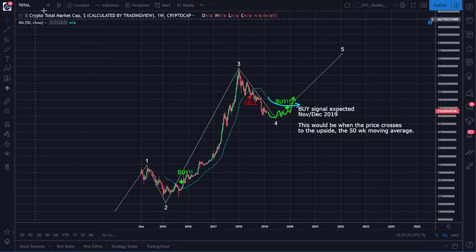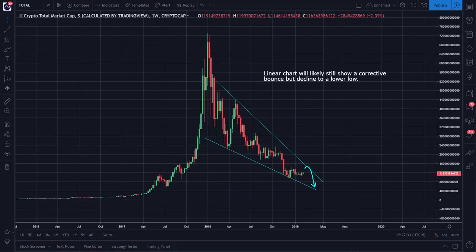Okay, so this is for the total market cap. Now, let's still stay with the total, but go to the linear chart. I think that price is still moving within a downward wedge pattern. And whatever bounce we're going to get will probably hit the top trend line and then generate a lower low somewhere maybe within this region.